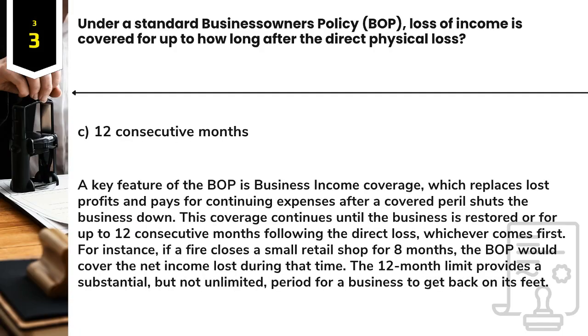Answer: C. 12 consecutive months. A key feature of the BOP is business income coverage, which replaces lost profits and pays for continuing expenses after a covered peril shuts the business down.